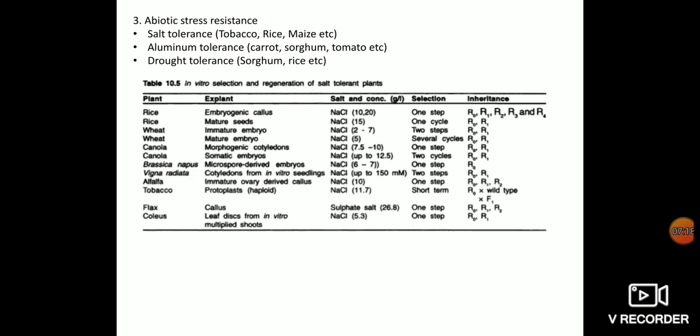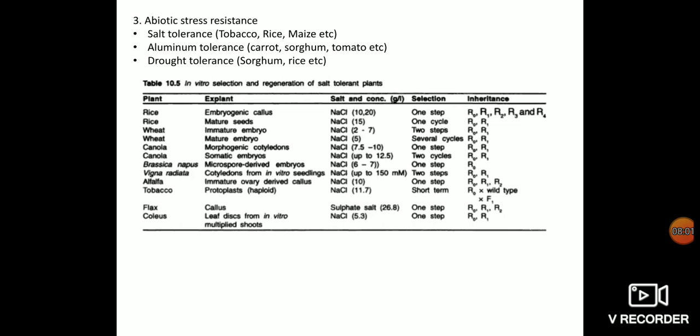Next is about abiotic stress resistance. Okay, there are different stresses for plants, for example salt tolerance, drought tolerance, and so on. Somoclonal variation has resulted in several interesting biochemical mutants which are being successfully used in plant metabolic pathway studies, such as amino acid and secondary metabolite pathways. Okay, so somoclonal variation not only modifies the variety of the plant, it can also play a major role in the improvement of biochemical characters, such as improving the amino acid and secondary metabolite pathways.